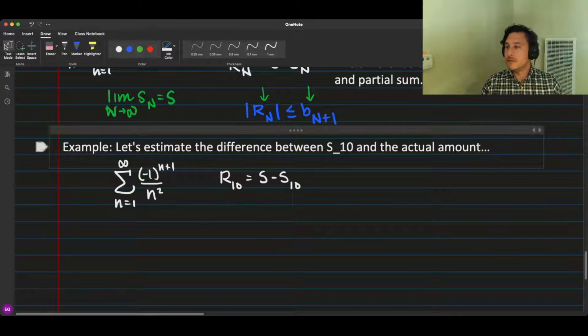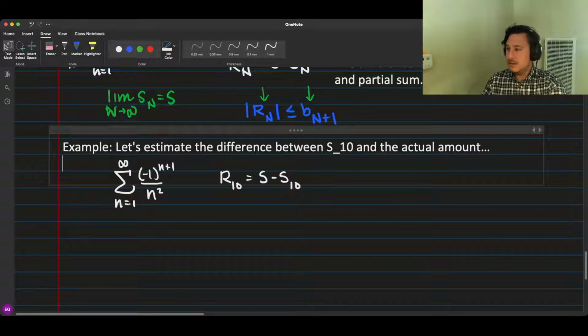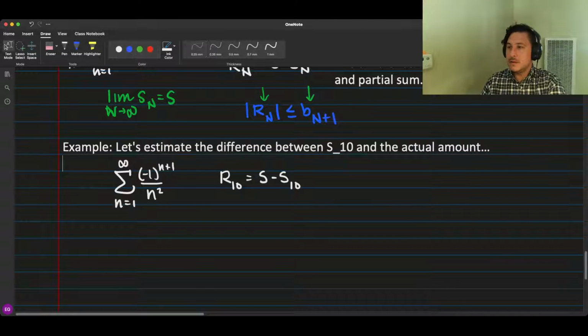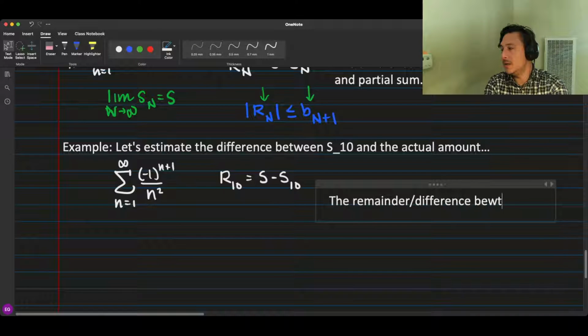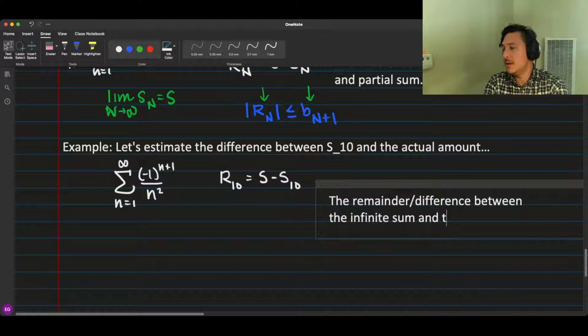Let's type that down. So this is the remainder, the difference between the infinite sum and the 10th partial sum.